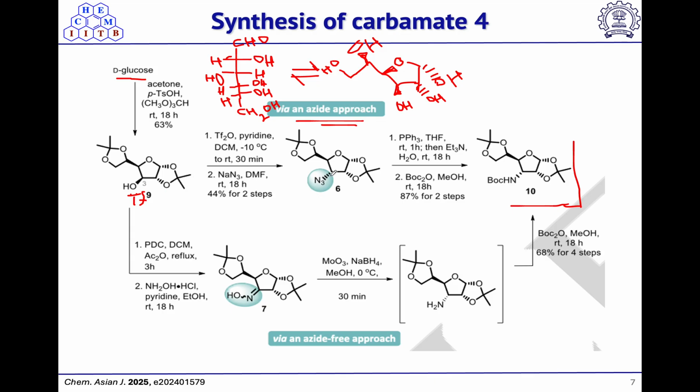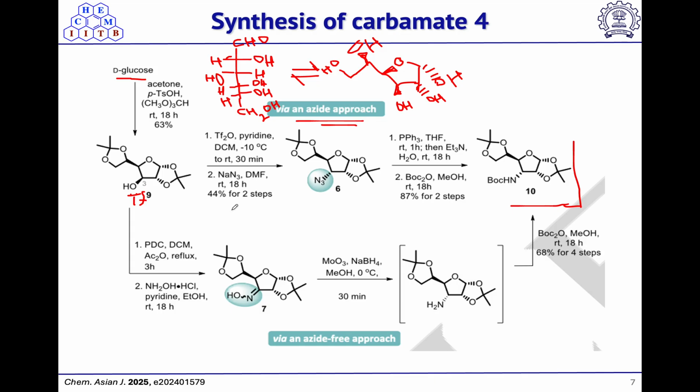That's why, if you see the stereochemistry at this carbon, it is getting reversed now. At that C3 carbon, the stereochemistry is reversed. So that means the SN2 reaction is happening. Now we are getting this azide. The yield for these two steps, first and second step, is 44% in total, to get this 6 from 9.